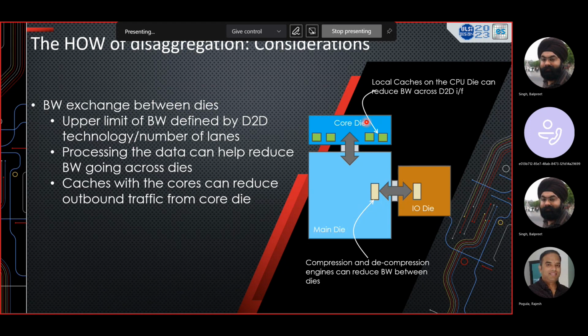The other thing, let's say we talked about graphics dies or core dies that are sitting in a separate chiplet. Then how about having some local caches that can make sure that a lot of communication happens intra-die, and only some amount of cache misses come over to the other die, to, let's say, the main memory. So you have to design the caches accordingly so that your overall expected bandwidth between the core and the main die is within the limits that have been defined based on the die-to-die technology and number of lanes. So bandwidth is the number one consideration.